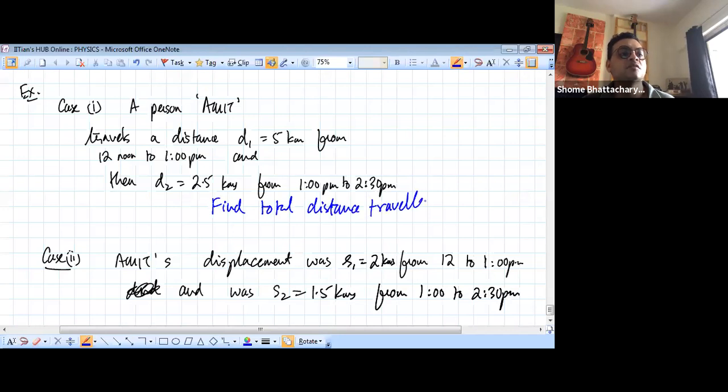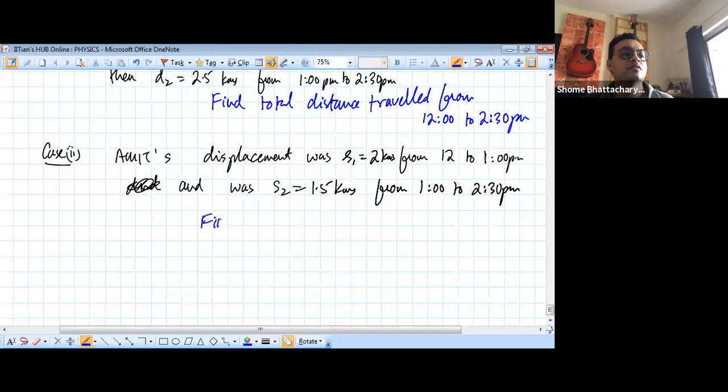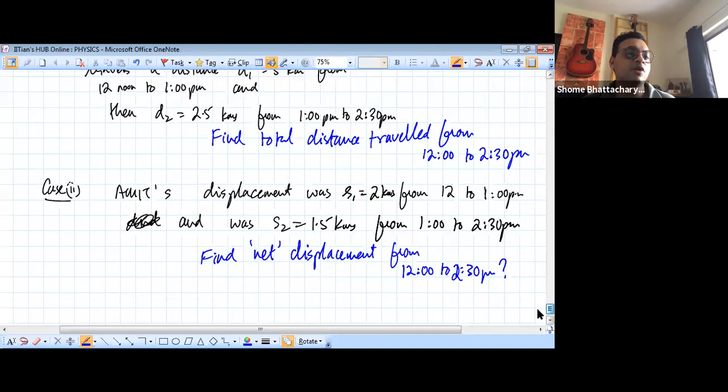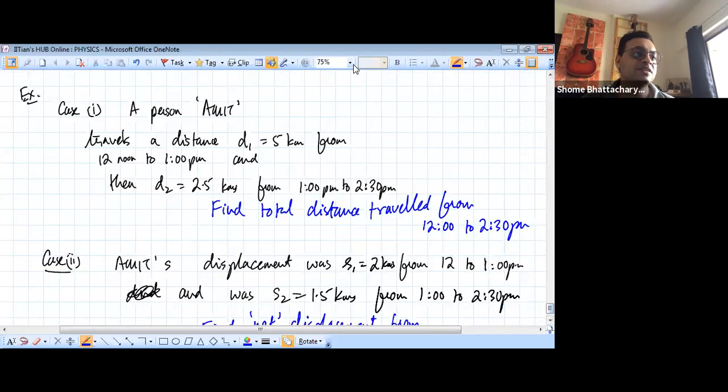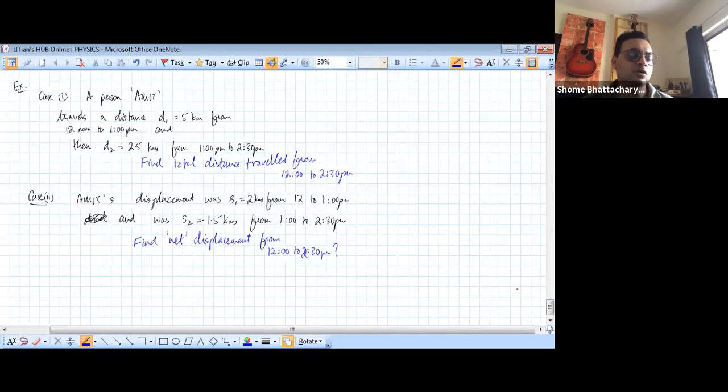Okay. Now I ask you that in this one, find the total distance traveled from 12. And in this one, find the net displacement from 12 to 2:30. Okay. Now try this and you will come to the point that I'm making about distance and displacement. Why they are very different actually. You'll understand through this example more. So if you like, you can note down this problem and just try it and give me the answer.